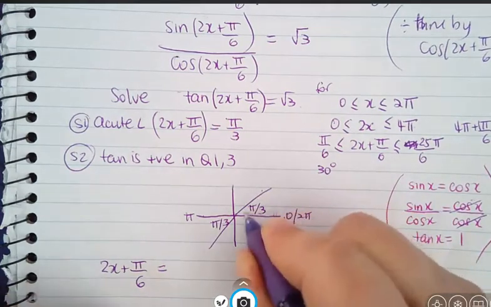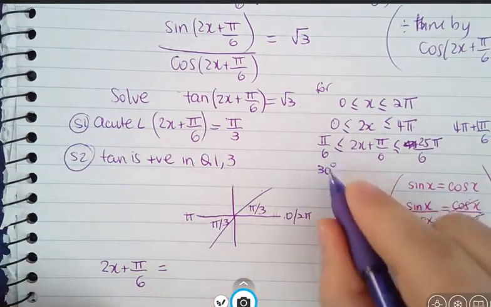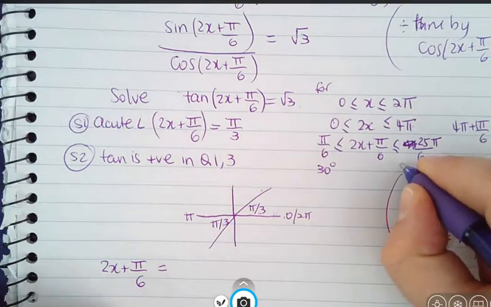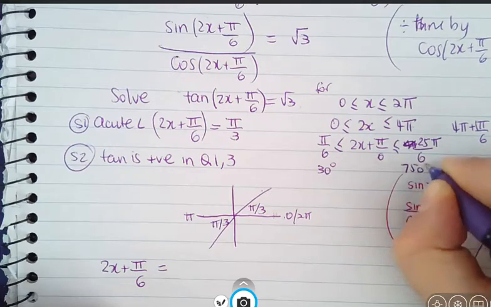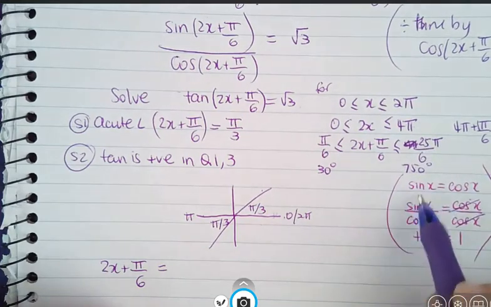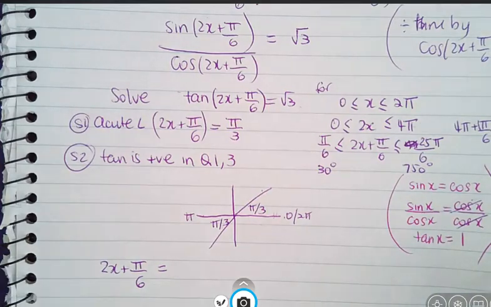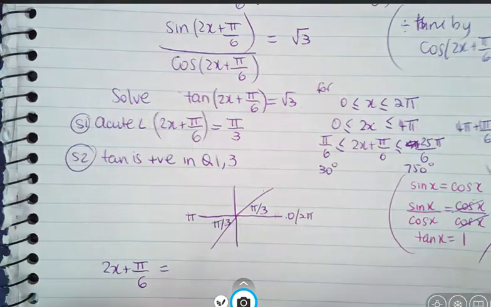So my first answer is 60 degrees. That is bigger than 30, so it fits in. I'm allowed to go from 30 to, I don't know, twice around, 750. Twice around is 360, 360, that's 720 and a bit more. What's the first answer?